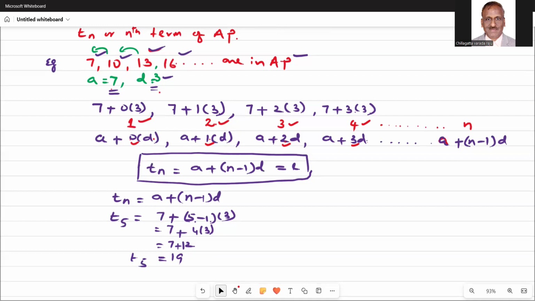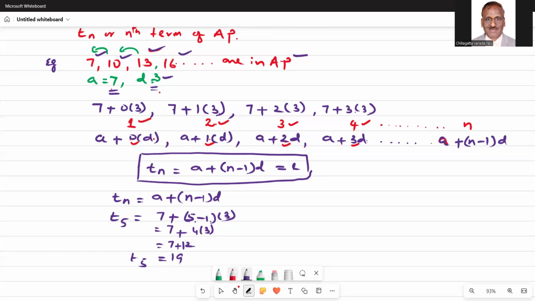Shall we check the fifth term? 7 plus 3, 10. 10 plus 3, 13. 13 plus 3, 16. 16 plus 3, 19. Is it not the fifth term we checked? 1, 2, 3, 4, 5. The fifth term we got is 19. Purposely I took small numbers so that you can check with the progression you have written.